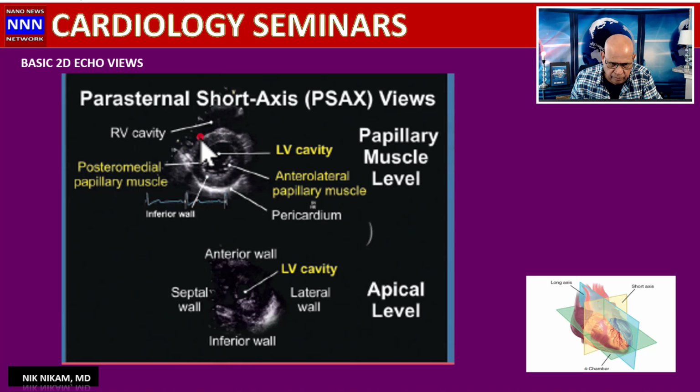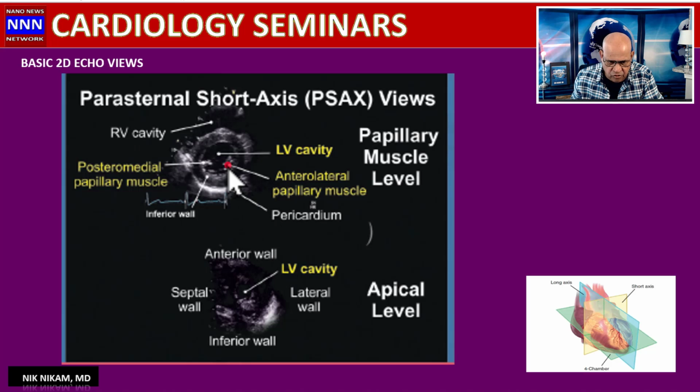This is the septum. This is the anterior wall. This is the inferior wall or inferomedial, inferolateral. This is the lateral wall, and these are the papillary muscles. This is the left ventricular cavity. And as we go towards the apex, the cavity becomes smaller and the muscle thickness increases because we are coming towards the apex of the heart.